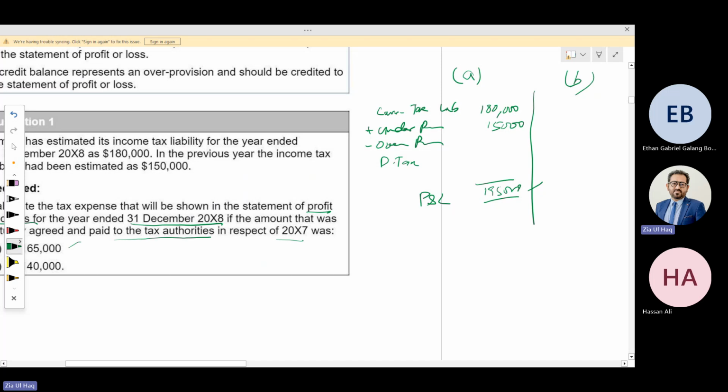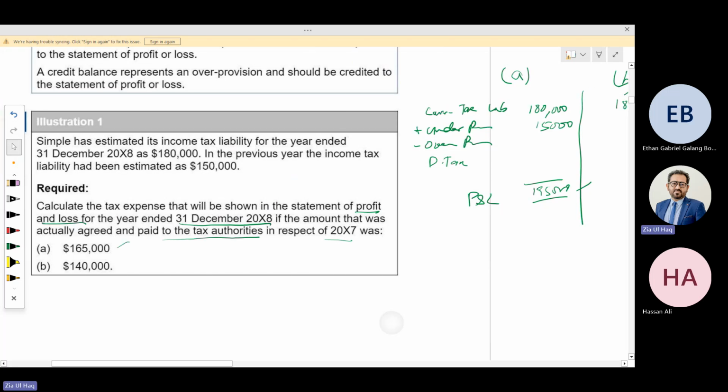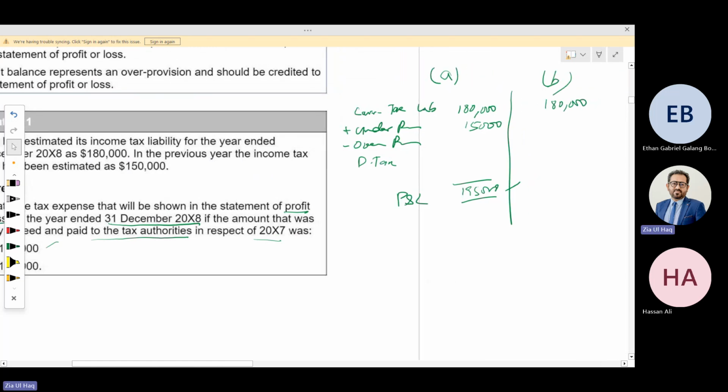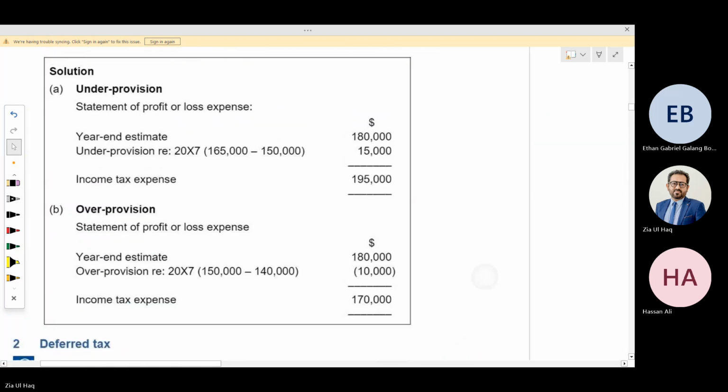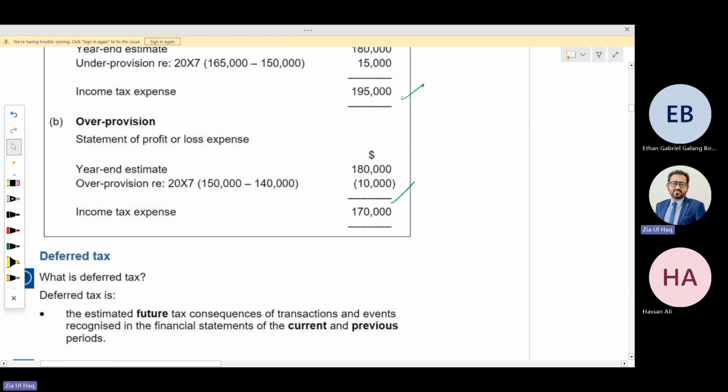What is part B? Current tax is 180,000. The previous estimation was 150,000, but they actually paid 140,000. So that was over by 10,000. So the over provision of 10,000 should be deducted. So that will be 170,000 for part B. Not 195,000, they have calculated 170,000.